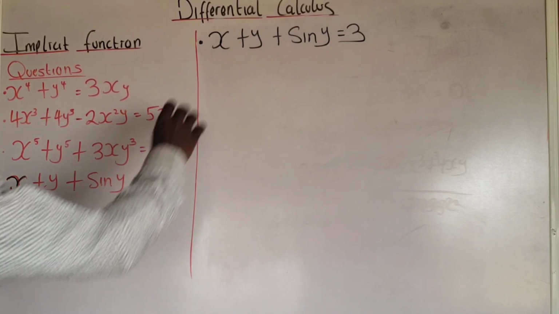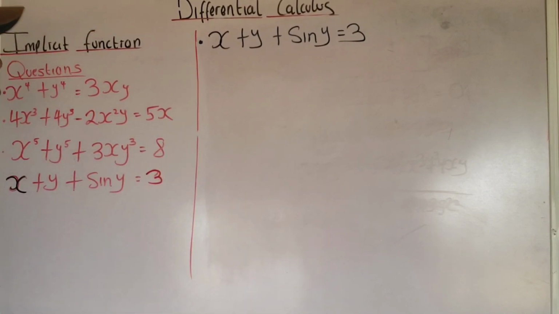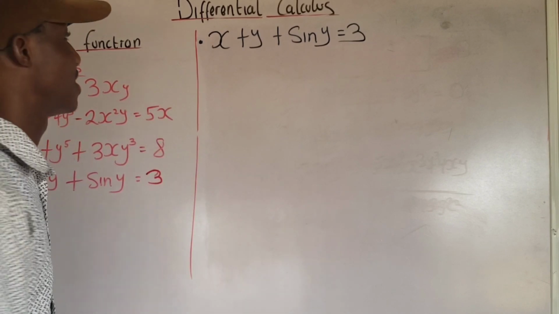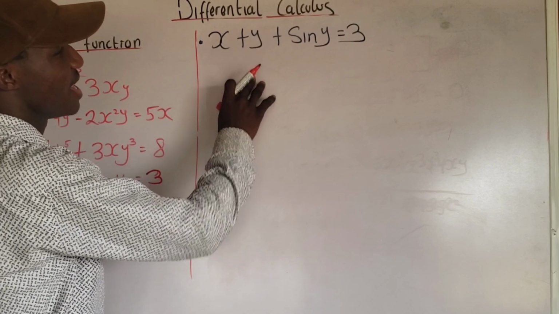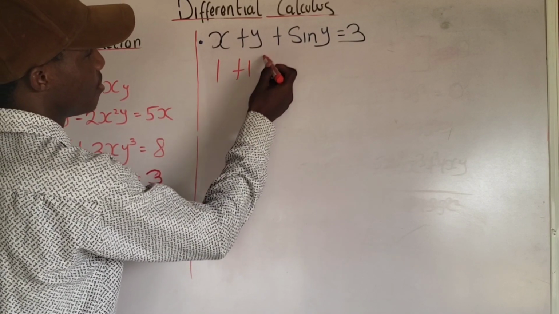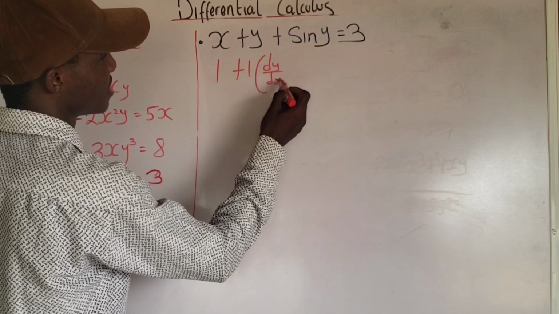Let's find the derivative of this implicit function. All you have to do, since we are differentiating with respect to x, is remember that when we differentiate y with respect to x, anytime you differentiate y, you have dy/dx. So let us differentiate. Differentiate x, we are going to have 1. Differentiate y, we are going to have plus 1 multiplied by dy/dx.